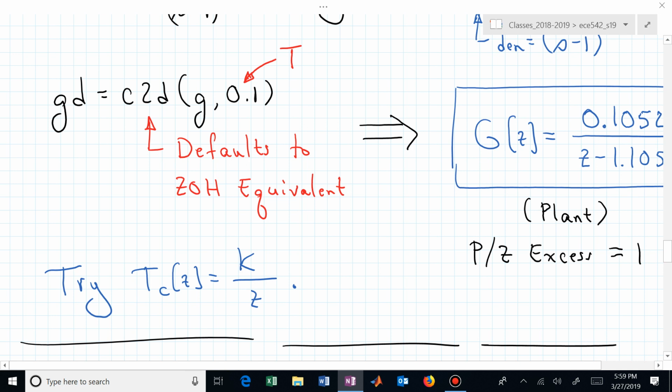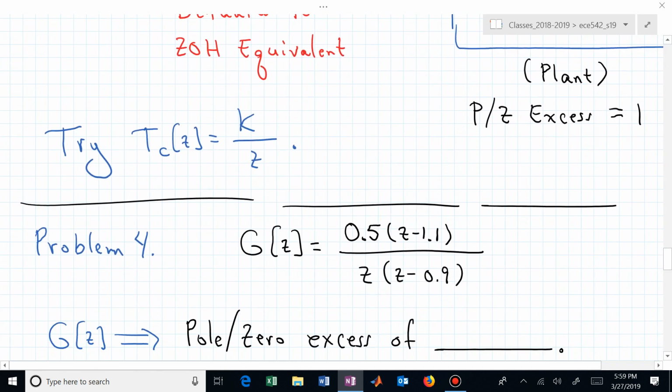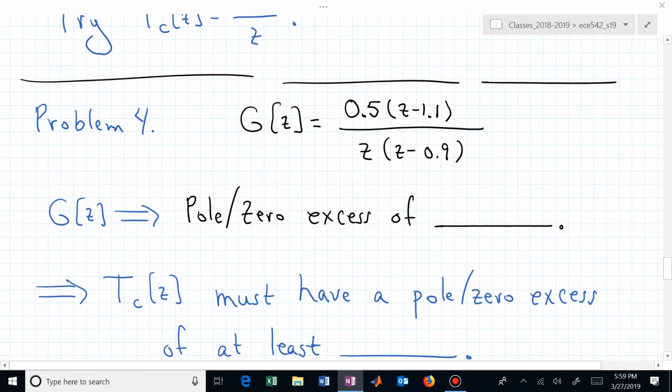Did that answer your question on the at least? So you can have a pole zero excess of, in that case, 1 or more, but it has to at least be the same size as your original plant.